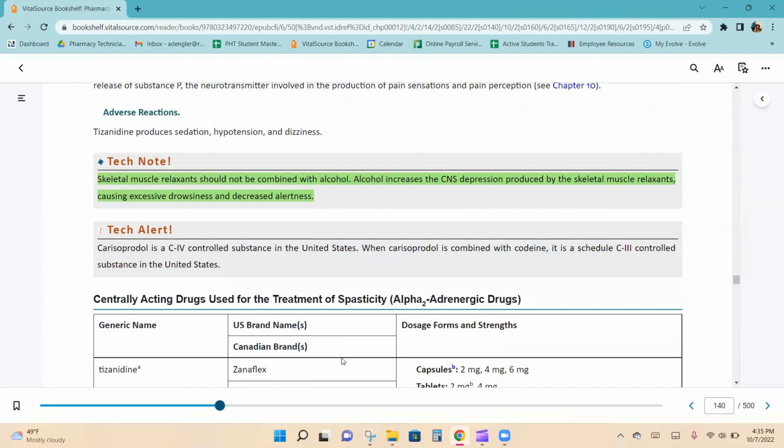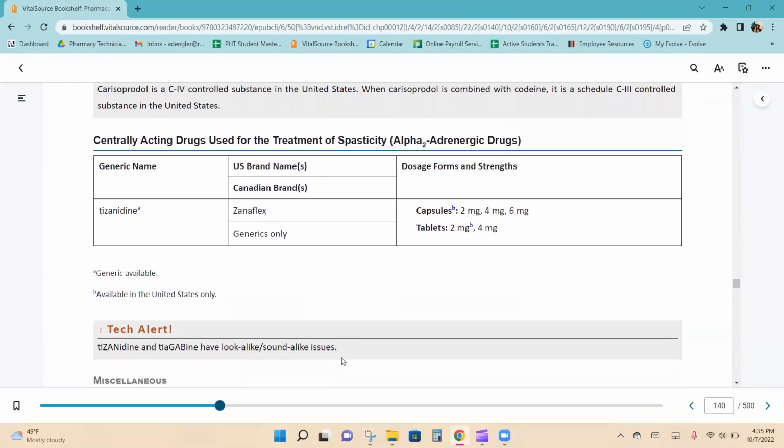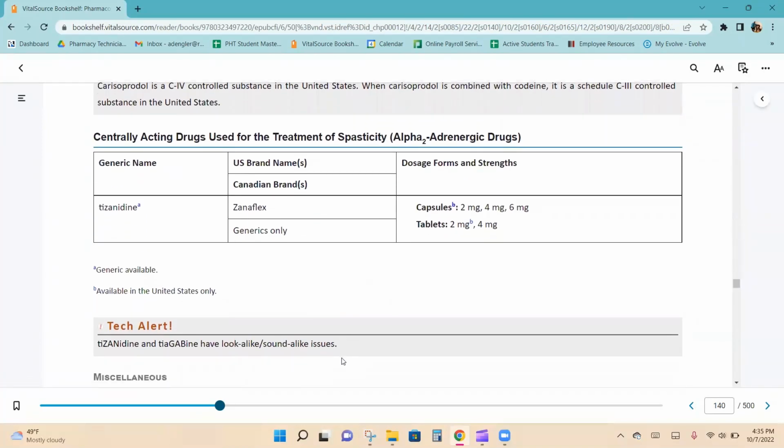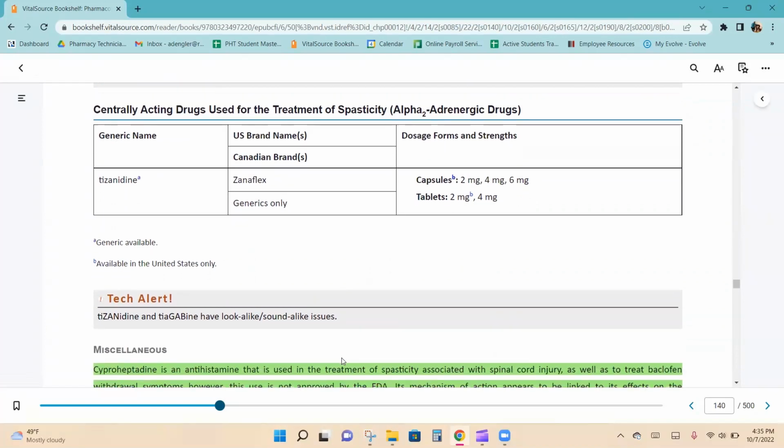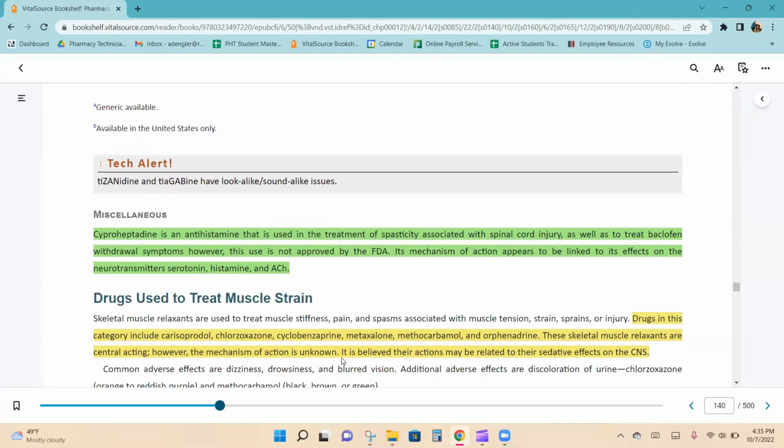So just a note, skeletal muscle relaxants should not be combined with alcohol. Alcohol increases the CNS depression produced by the skeletal muscle relaxant, causing excessive drowsiness and decreased alertness. So Zanaflex comes in capsules and tablets, and 2, 4, 6 milligrams for capsules and 2 and 4 in the tablets.